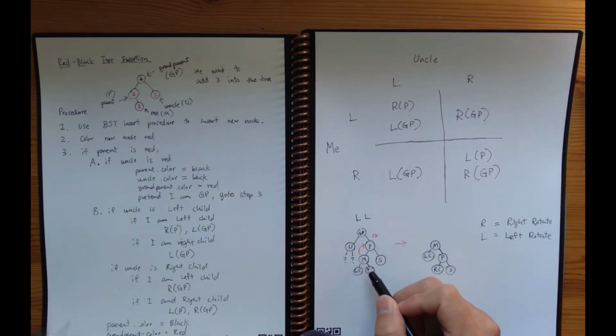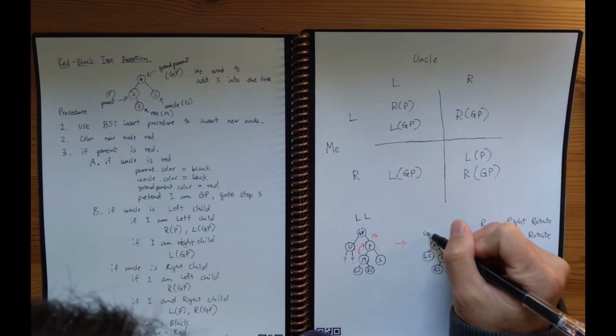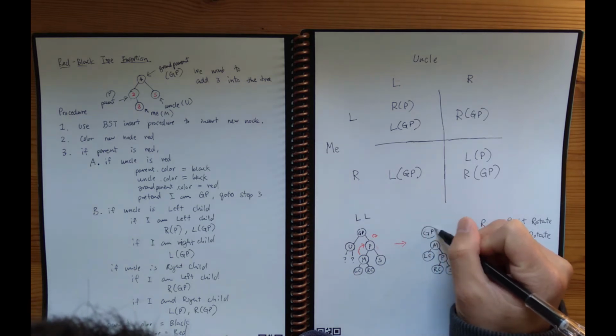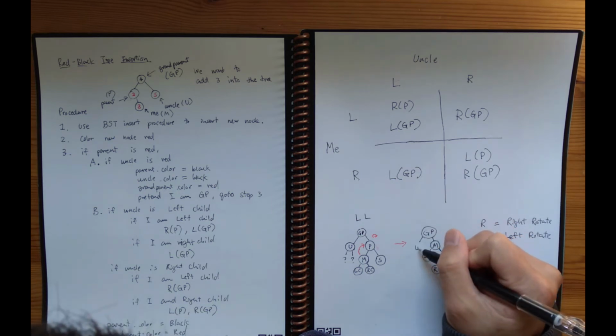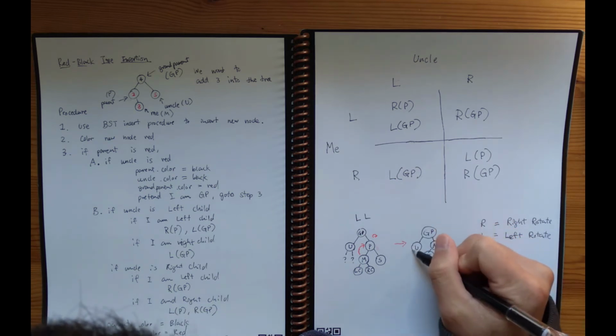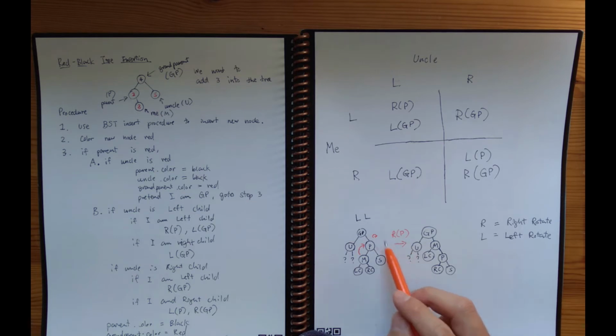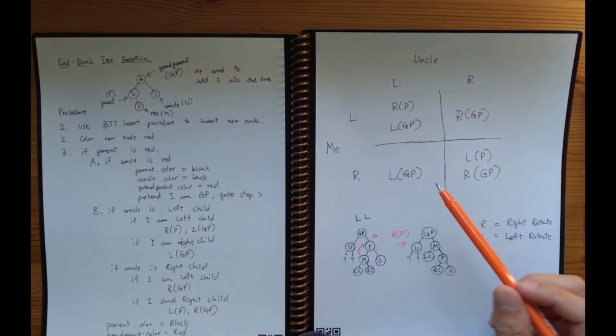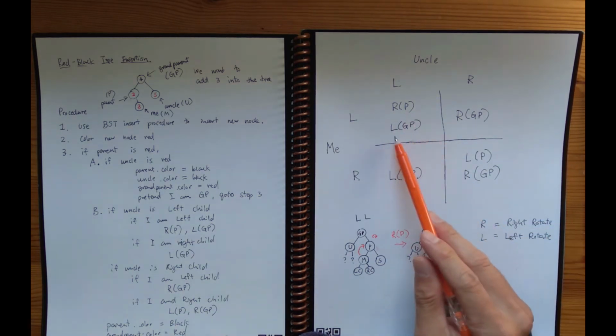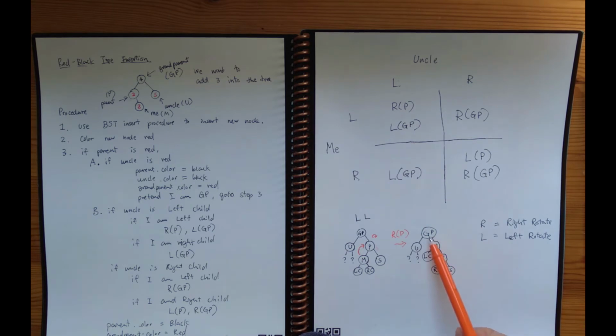But the parent of me is now the grandparent. The grandparent is now my direct parent, and then to the left of the grandparent has not changed. It's still uncle. This is the result of the right rotation of the parent, which results in the parent getting demoted and me getting promoted. But after this right rotation of the parent, then we're going to do a left rotation on the grandparent.